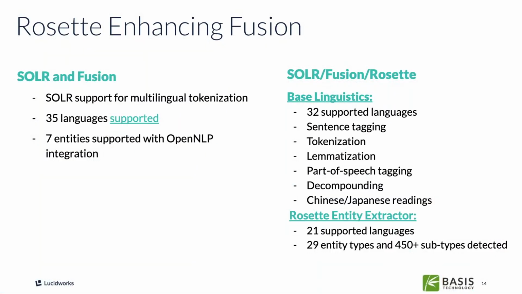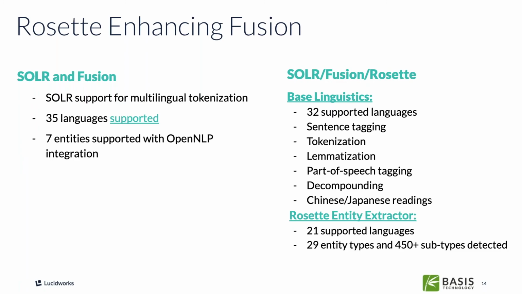In basic Fusion, we have the combination of Solr and the Fusion platform. Solr brings with it support for multilingual tokenization, and overall, Solr supports 35 languages. However, the support for entities with our Fusion platform is based on OpenNLP and only supports 7 entities. And this is where we're seeing great gains by adding Rosette.